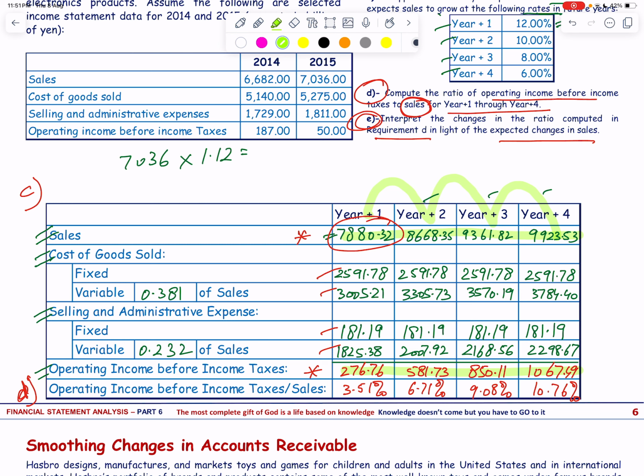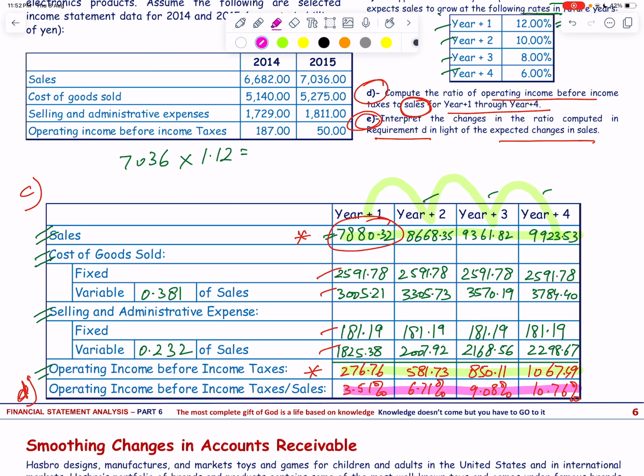Now, while the operating income percentage is rising, you can see this metric alone doesn't capture the complete picture of Sony's profitability.